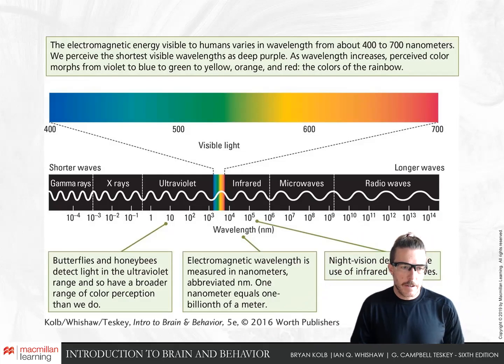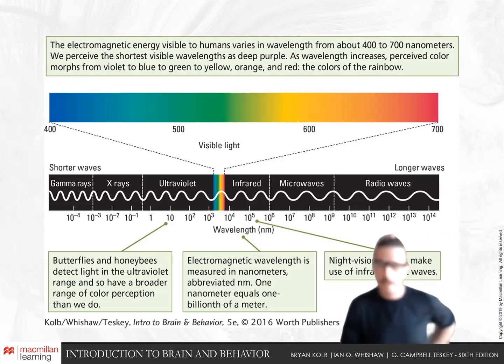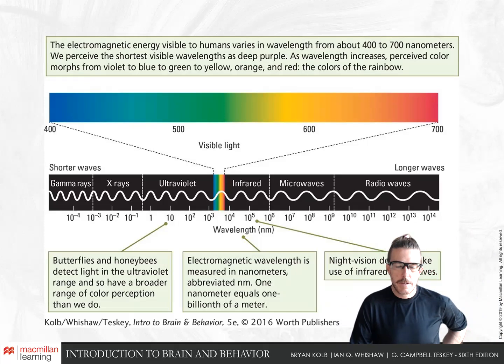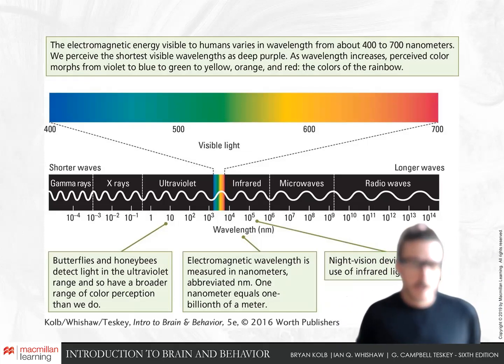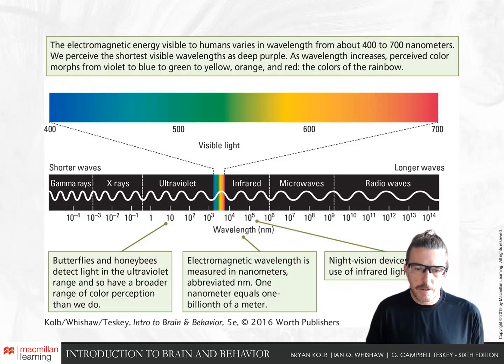Other animals like butterflies and honeybees can detect ultraviolet light, and night vision devices use infrared light, like the police helicopter driving around at night. Okay, so some animals can see outside of this spectrum, and therefore they would have perceptions very different from ours when they looked at something that was illuminated by ultraviolet light.